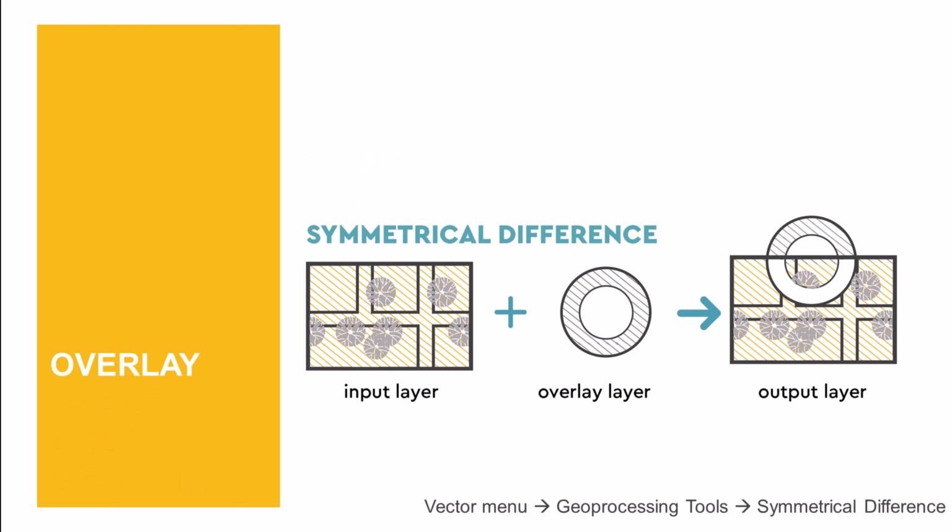The Symmetrical Difference tool of QGIS creates a layer containing features from both the input and overlay layers, but with the overlapping areas between the two layers removed. The attribute table of the Symmetrical Difference layer contains attributes and fields from both the input and overlay layers. Check how to run Symmetrical Difference in the demo video.